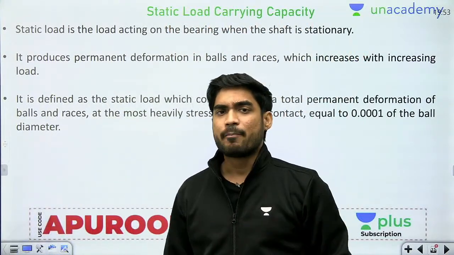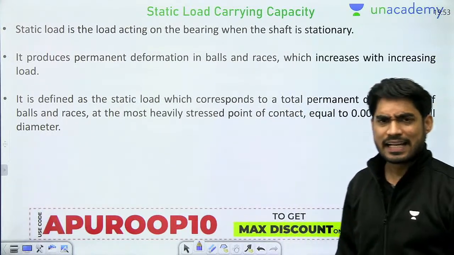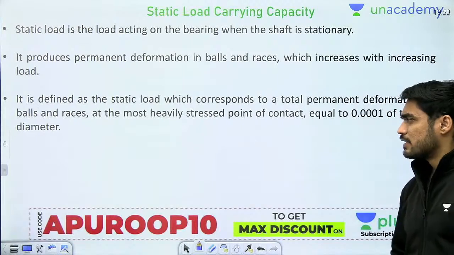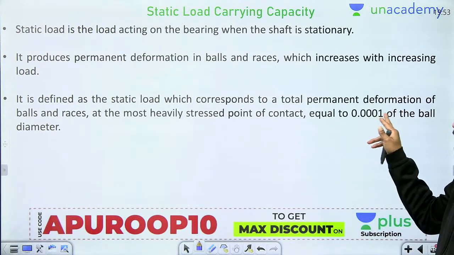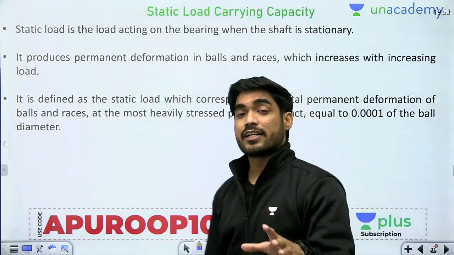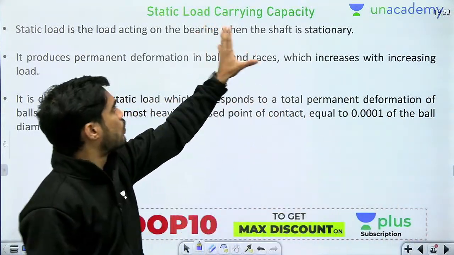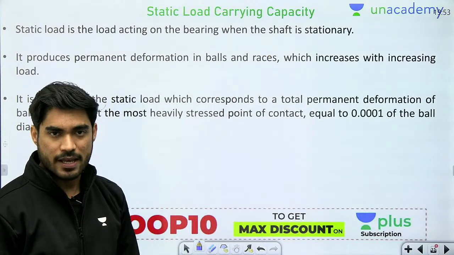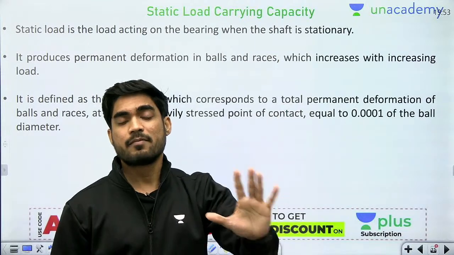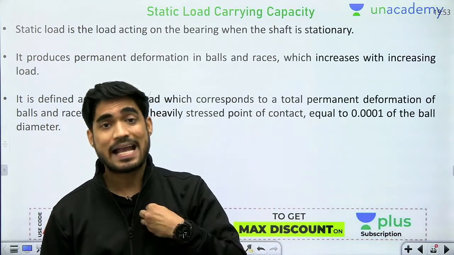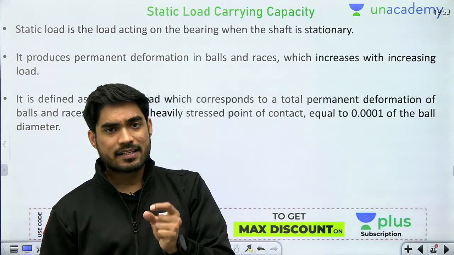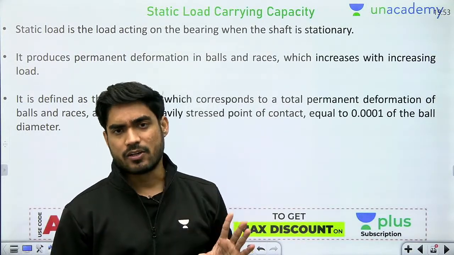For example, let's say at 500 Newton, the deformation becomes 0.0001 into the diameter of the ball. So this 500 Newton is now my static load carrying capacity. Okay. So we will calculate what should be the minimum static load carrying capacity for my application, and then I will choose a bearing which has slightly greater static load carrying capacity.